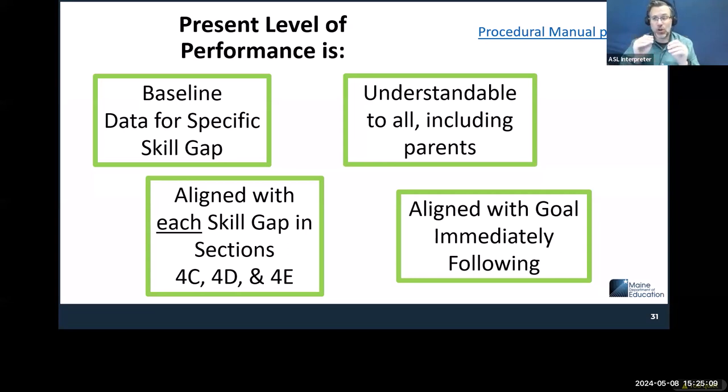So anyway, the procedural manual talks about present level is your baseline for that goal, right? For that skill gap, and it's aligned with the goal. So there's alignment from the gap to the present level to the goal and back again. And it needs to be understandable to the whole IEP team, including the parents. So this is where those other skills that we were just talking about kind of come in. Parents understand handwriting, and that's your goal. So that's what you write.